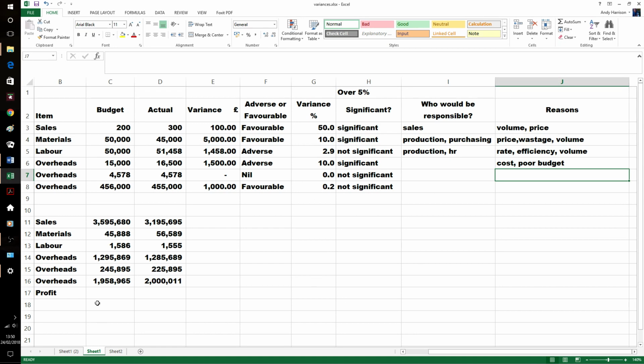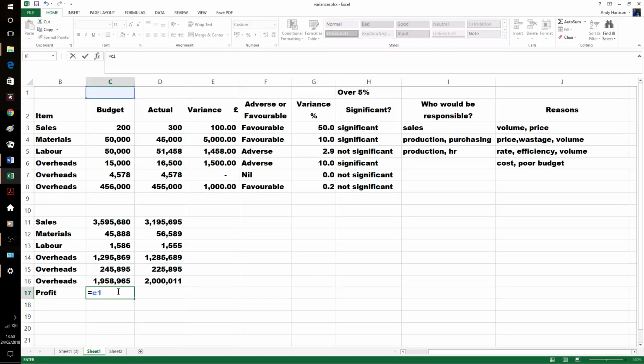So let's have a look at the ones down the bottom. I've got an extra line in here though, so just something slightly different. Our profits. Well, our budgeted profit would have been our sales figure, C11, minus all our expenses. We'll do it the long way. I could have done a little sum and put all the other expenses in brackets. So our sales minus all our costs, we had a budgeted profit of 47,477. Did we hit that in this case?